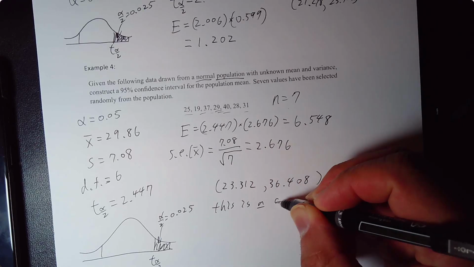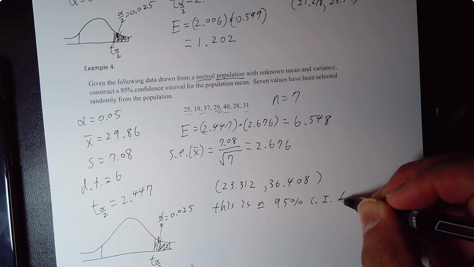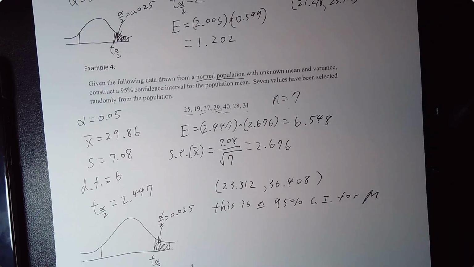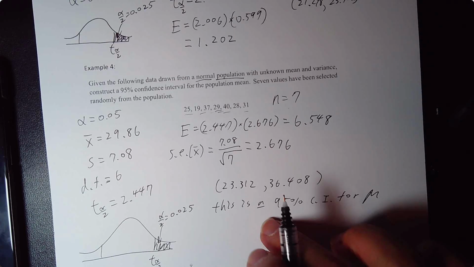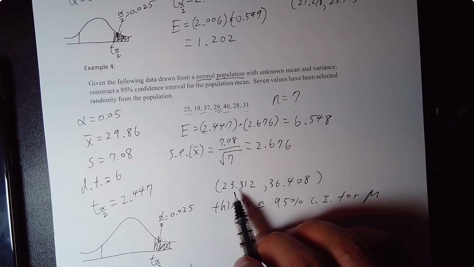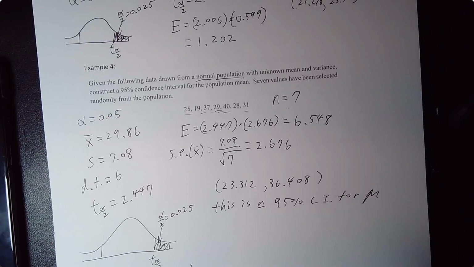So again, this is a 95% confidence interval for mu. That means we are 95% confident that the true mu, the true population average, is in this interval. Okay, very good.